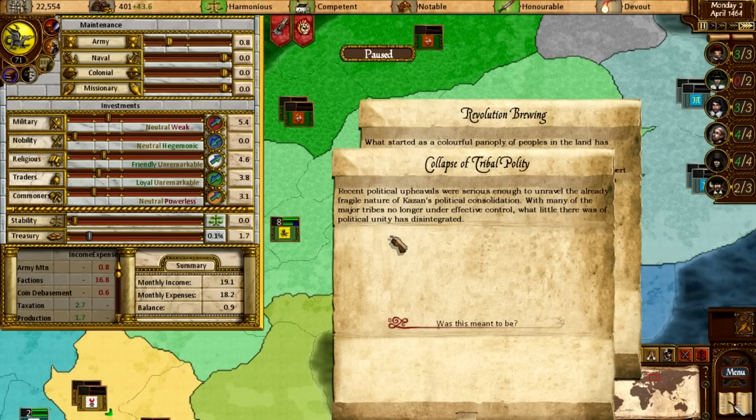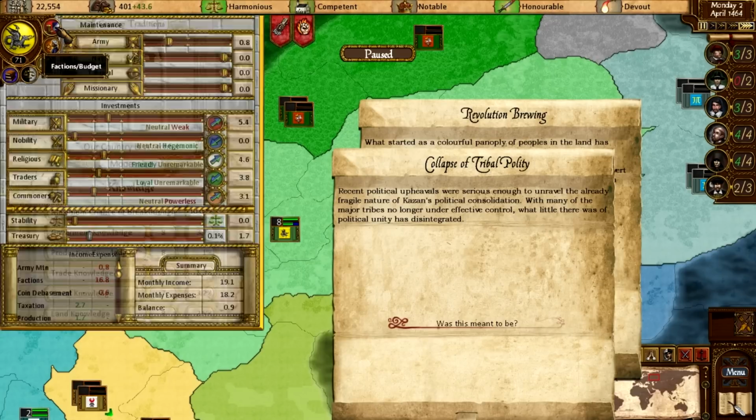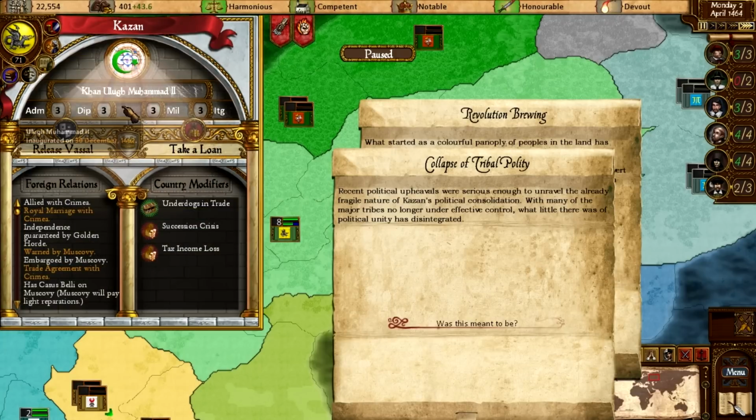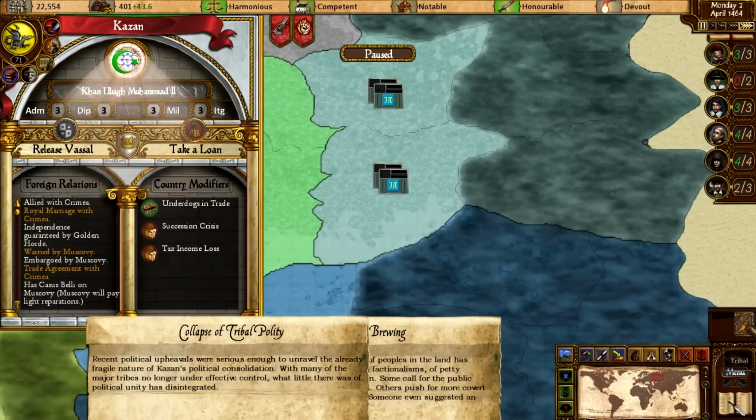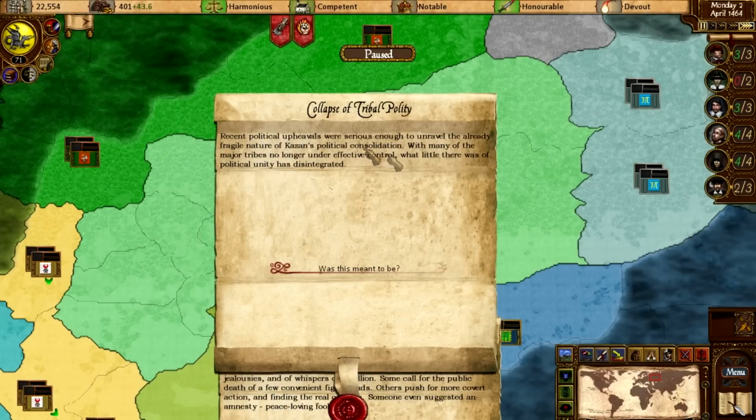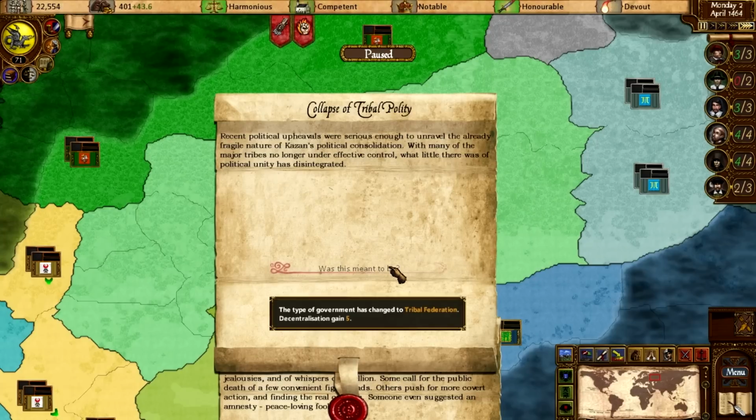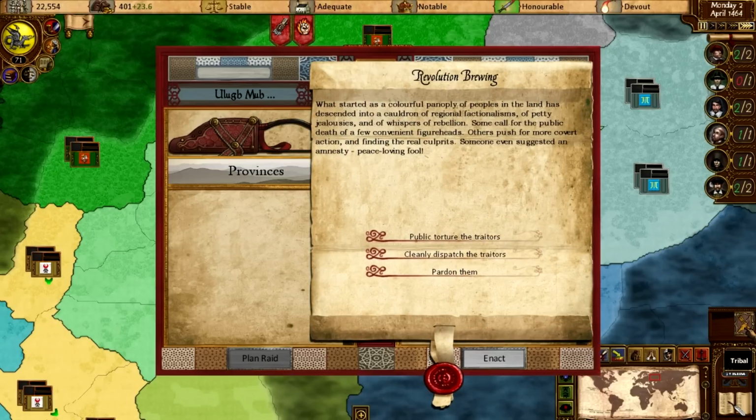So I was trying to weaken the nobility faction. I already have government technology level 8, but things just got a lot more interesting, because I had this terrible ruler, Khan Hulag Muhammad II, and he's terrible in every way. If we look here, he's a disrespected ruler, and now I just have the collapse of the tribal polity. Basically, my nation is in complete disarray, and instead of going forward, I am actually going back.